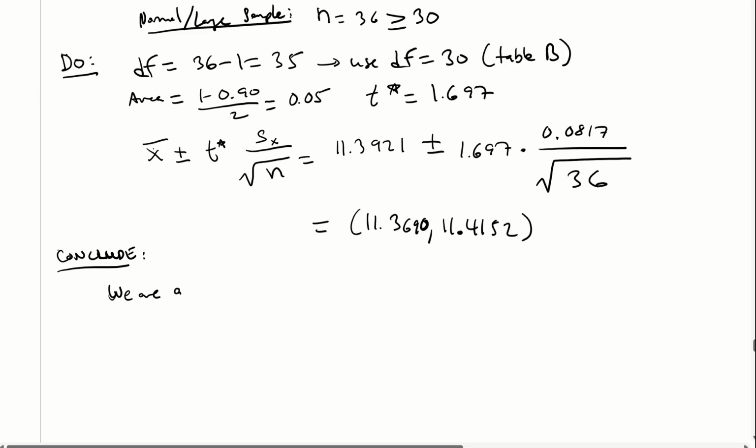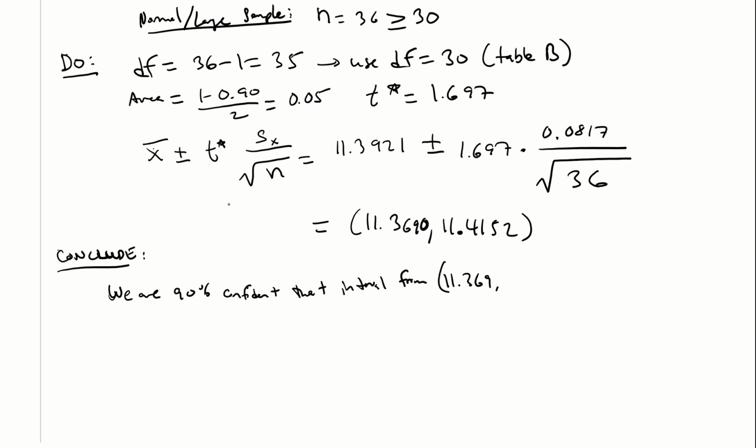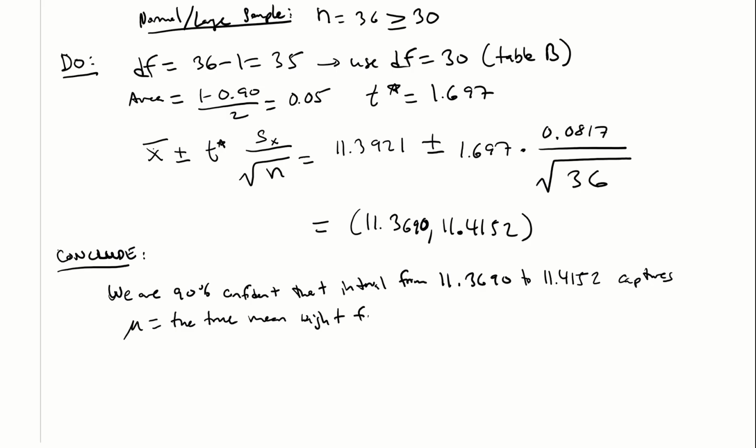Okay, so we're going to say we are 90% confident that the interval from 11.3690 to 11.415 captures mu equals the true mean weight for all Oreo cookies.